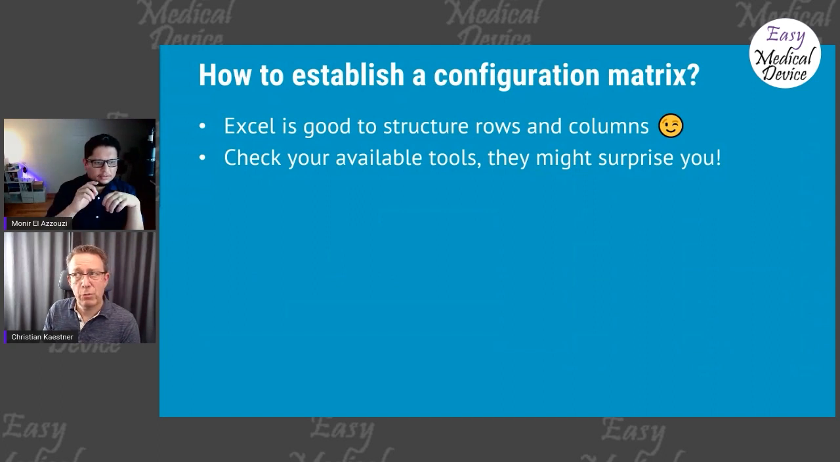So how to establish a configuration matrix? Here I cut a little bit short in saying you can do that in the repository, because it's a mix of the actual physical documents, a mix of perhaps a compiler, a mix of different types of items. So Excel is good to structure rows and columns. It's pretty easy to make this a simple template to have a structure of what you have and what you rely on. You perhaps have available tools which might surprise you, that could help you.